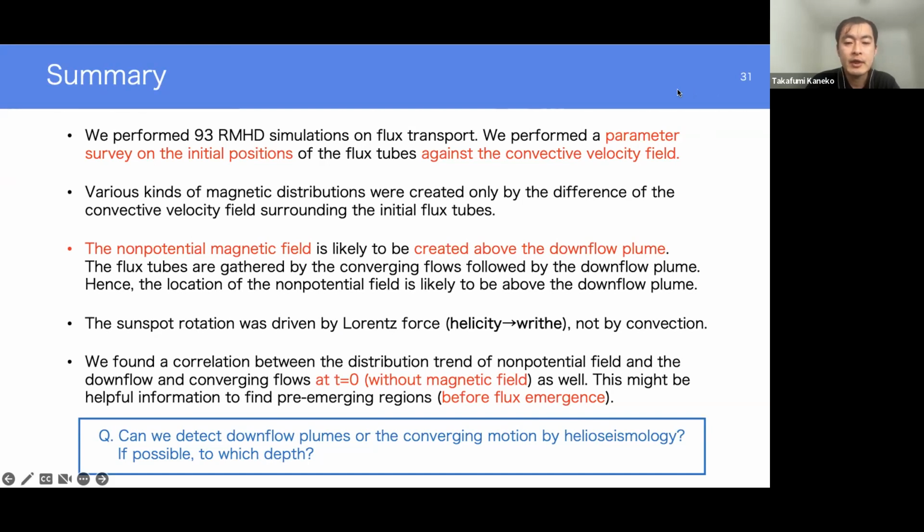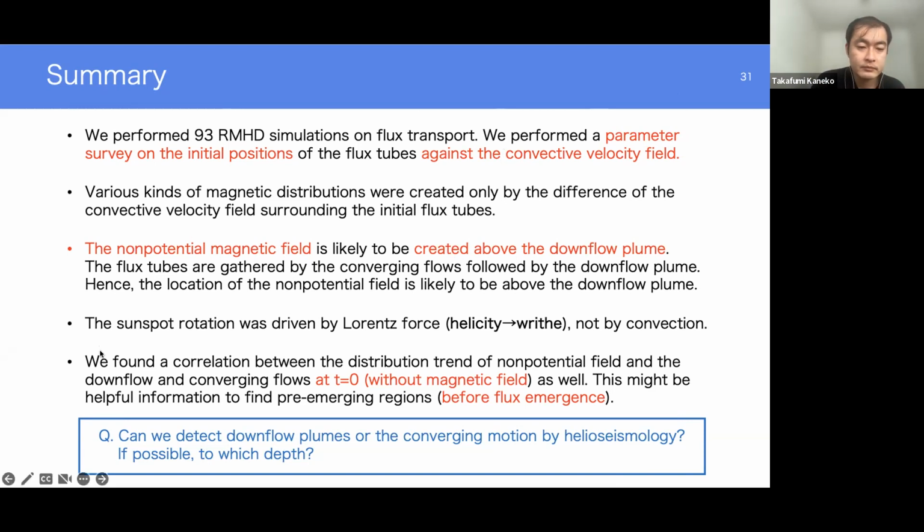Basically, the downflow plume is followed by converging motion. So the converging motion collects the flux to the downflow area. So the location of the non-potential field is likely to be above the downflow. And we also found that the sunspot rotation was driven by the Lorentz force, and the vertical vorticity of the convection has nothing to do with the rotation of the sunspot.